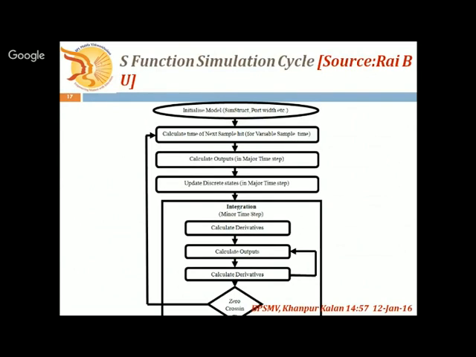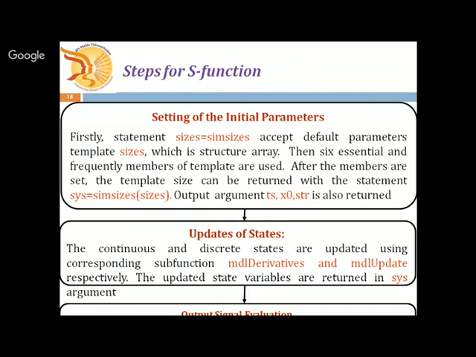You are getting my point? Firstly 0, then 3 in the first simulation step, and then 1, 2, and in the next simulation step, the same process is repeated. This is the S-function simulation cycle.